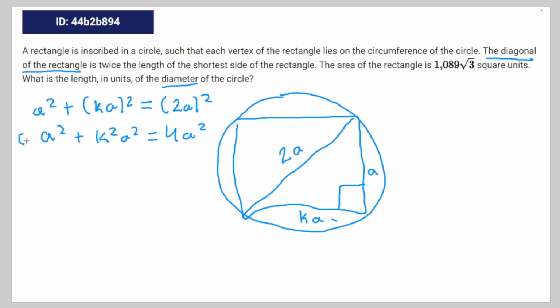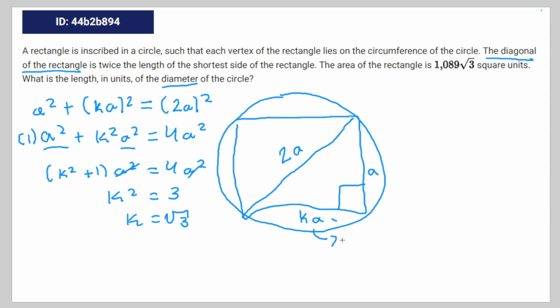And then imagine there's an imaginary 1 in front of this a. So to add this variable to this variable is going to be k squared plus 1 times a squared is equal to 4a squared. Divide both sides by a squared, you're going to get k squared plus 1 is equal to 4, and then that means that k squared is equal to 3, which means that k is equal to the square root of 3. So therefore ka, the length of this leg, is equal to the square root of 3 times a.